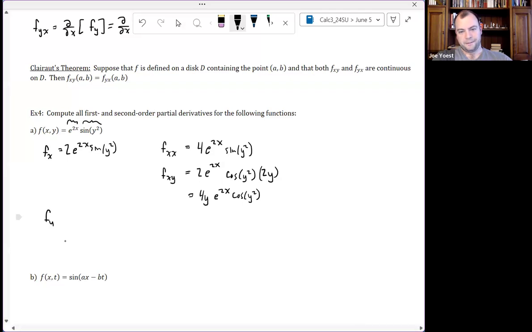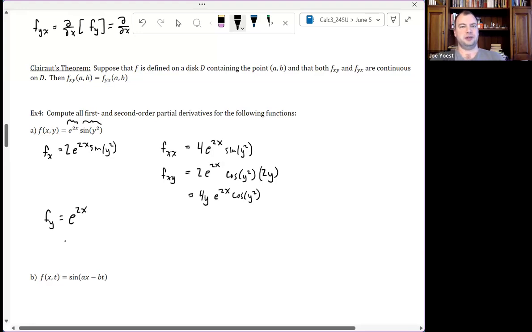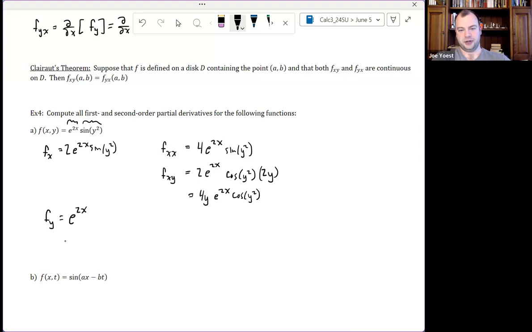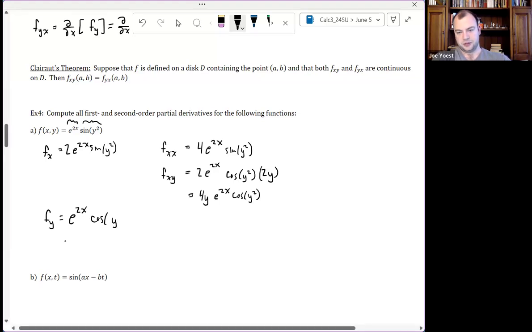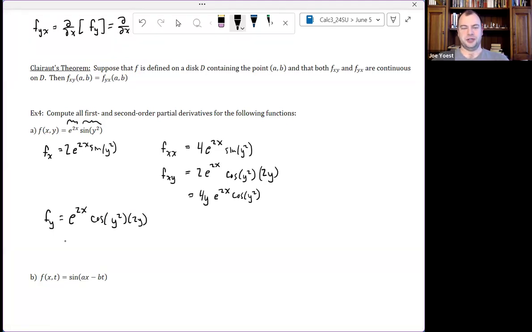Okay, now what about f_y? Well, from the perspective of the partial with respect to y, e to the 2x is constant. So it just comes out, and then I take the partial with respect to y of sine of y squared. That's cos of y squared times 2y. And I'll leave that like this so that my y's are together and my x's are together. Often we would pop that 2y in front of the exponential. It's just the way we're used to seeing it, but I'll leave it in this form since we want to take further partials.